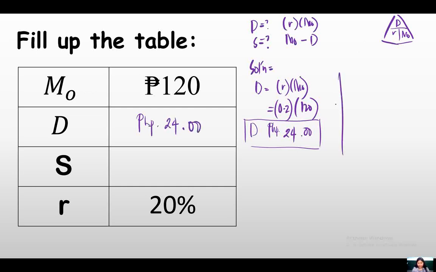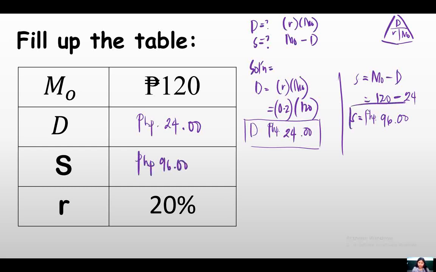Okay, next. Let's find the selling price, where the selling price is cost price minus the discount. Our cost price is 120 according to the given, and our discount is 24. So 120 minus 24 is 96 pesos. So the selling price is 96 pesos. So here, let's write 96 pesos. Okay? Okay, next.